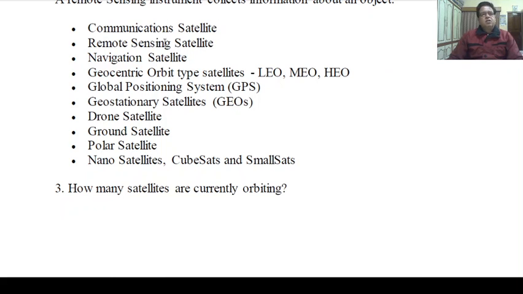Communications satellite, remote sensing satellite, navigation satellite, and geocentric orbit type satellites. These are geocentric orbit types: LEO, MEO, and HEO. Global positioning system, GPS. Geostationary satellites, drone satellite, ground satellite, polar, nanosatellites, CubeSats, and small sats.